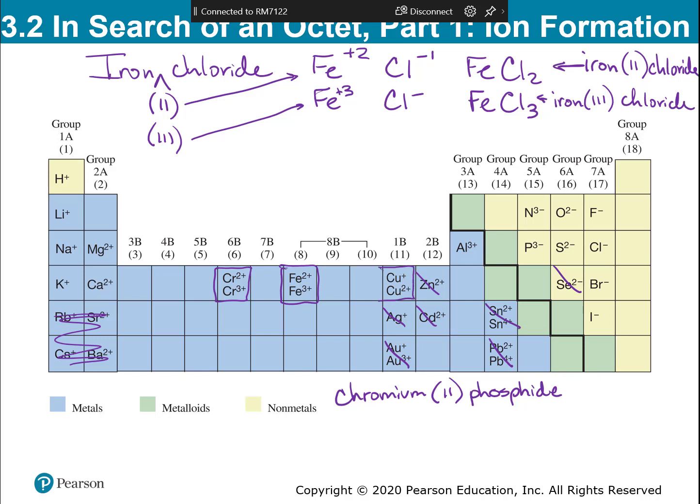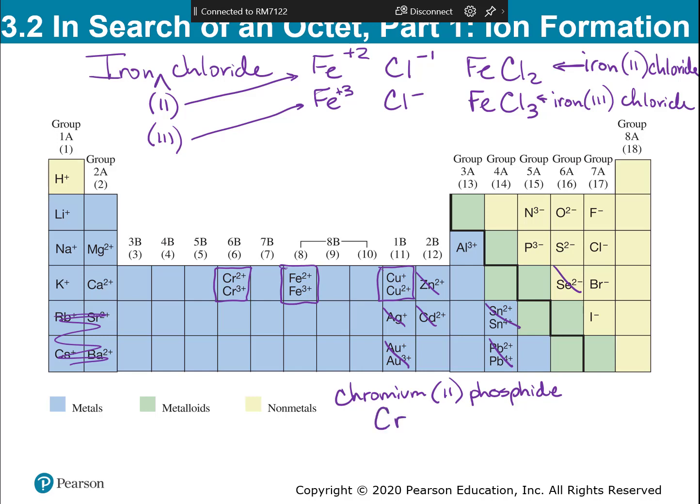These are ones that you need to know their names and symbols anyways. One of the reasons I gave you those in chapter 1. So chromium, iron, and copper. You should know the names and the symbols for those back from chapter 1. Those are the only three that you need to worry with that are going to have more than one possible positive charge.